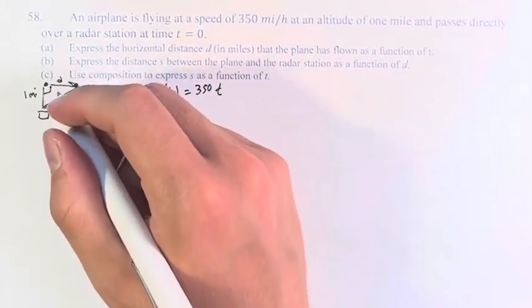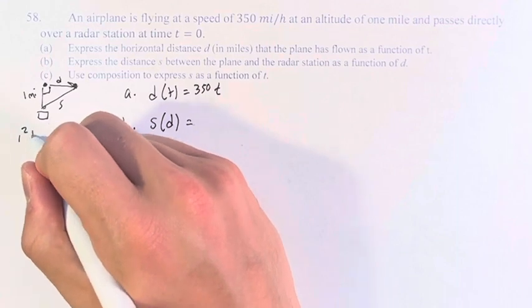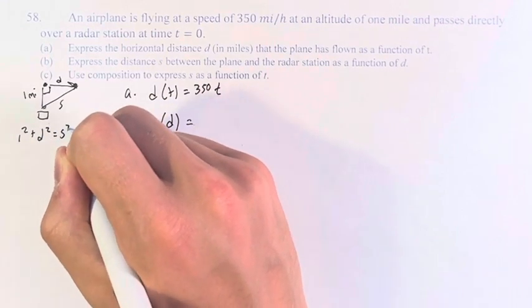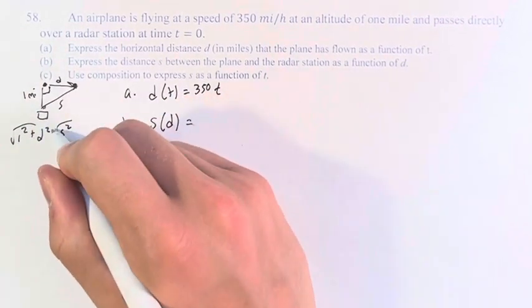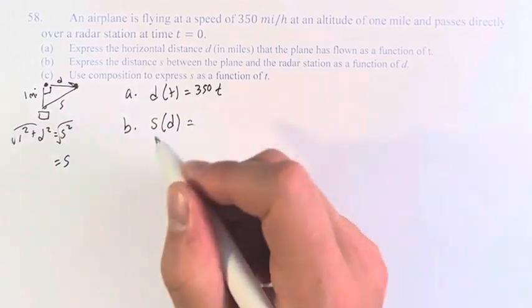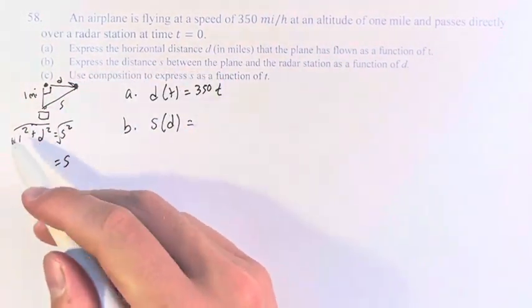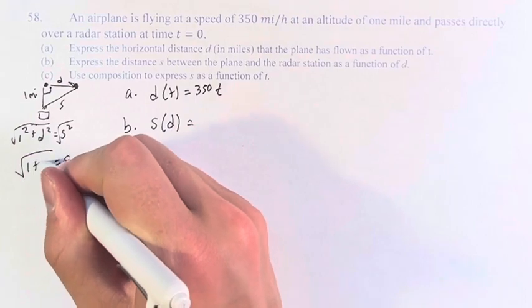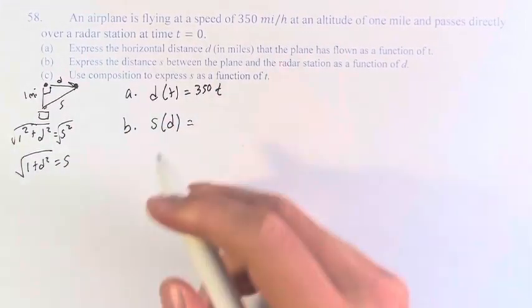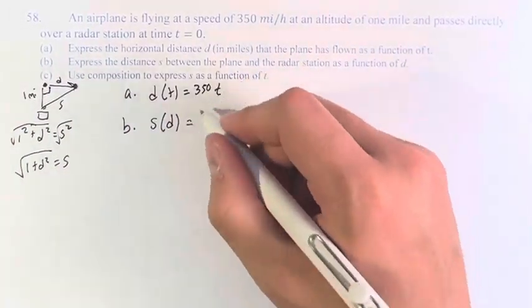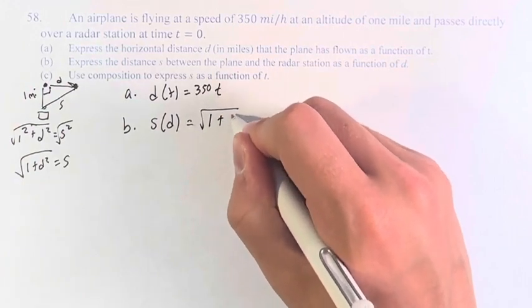We can use the Pythagorean theorem because it's a right triangle. 1 squared plus d squared equals s squared, taking the square root of both sides. The square root of s squared is just s, since it's a positive value. And on this side we have the square root of 1 plus d squared. S of d is therefore equal to the square root of 1 plus d squared.